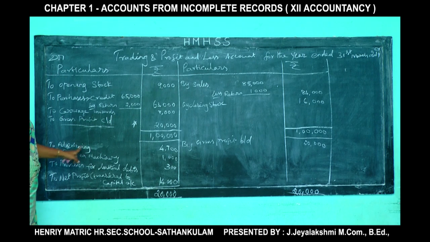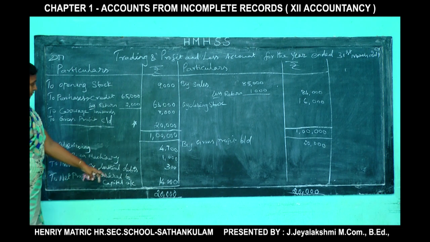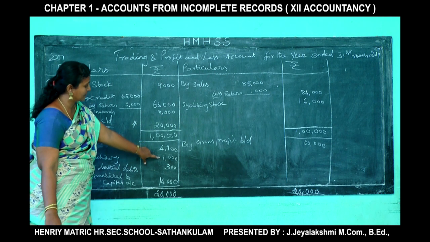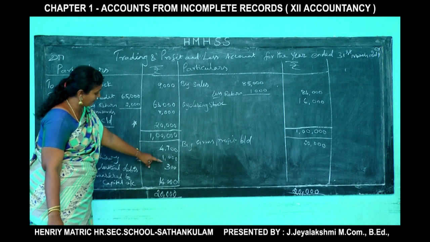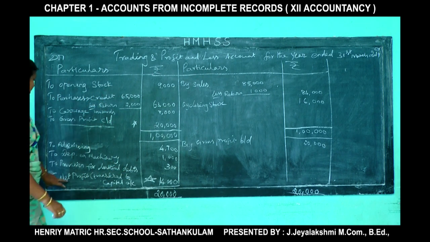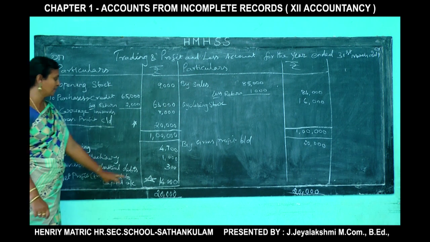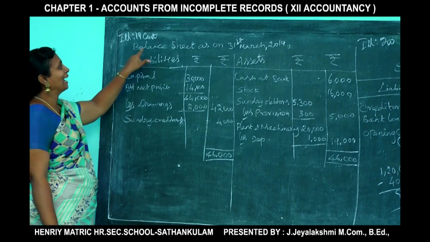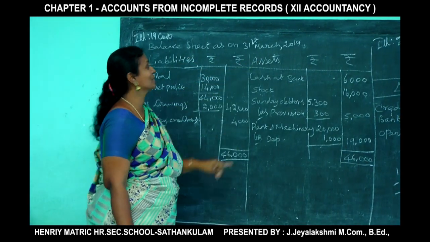Then see, to advertisement 4,700, to depreciation of machinery 1,000, provision for bad debts 300. Net profit you get from where? 20,000 minus 4,700 minus 1,000 minus 300, you get 14,000 as net profit. So this net profit is carried to the balance sheet, the balance sheet as on 31st March 2019.